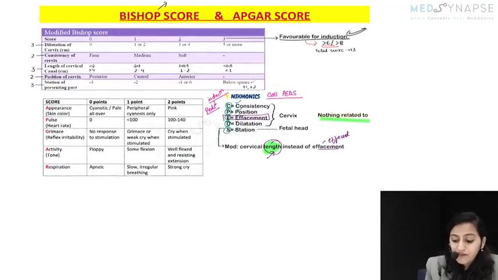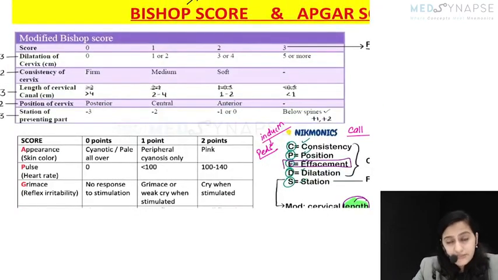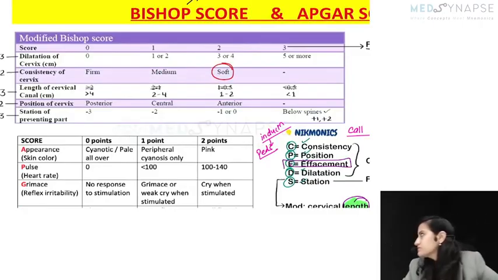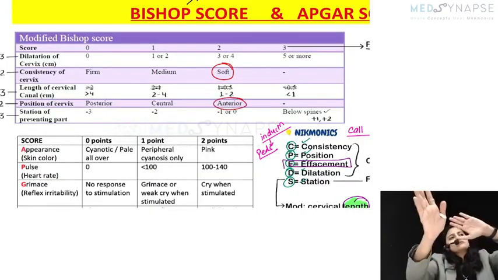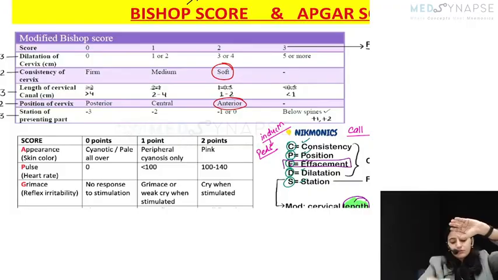What is going to be favorable, a soft cervix or a hard cervix? Soft. That will be given a higher score. Soft cervix. Anterior cervix or posterior? Anterior cervix, the cervix facing anterior towards the vagina, that is favorable.